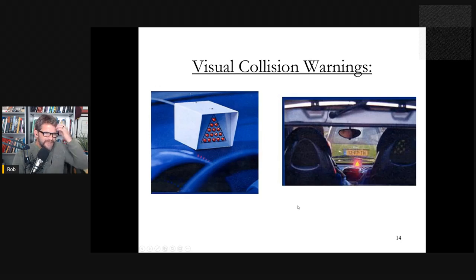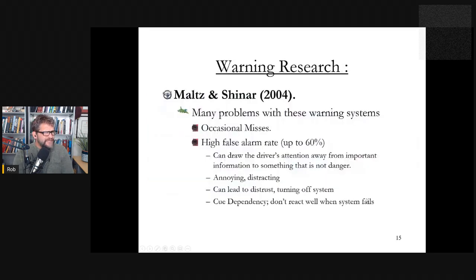Okay. So let's start with visual collision warnings. So the initial warnings people had were, we're going to mainly focus on collision warnings today. So warnings telling you that you're about to hit a car in front of you, right? So initially there were warnings like this on the dashboard. In general, what we find is these don't work very well, right? In general, there's a high false alarm rate.